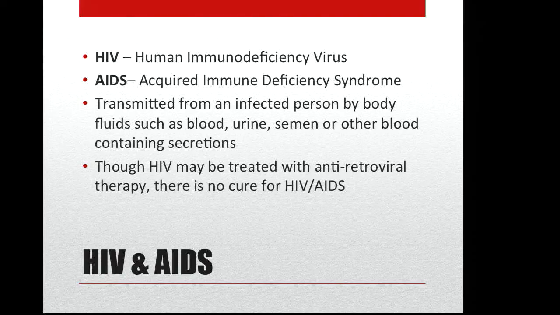We're going to start with HIV and AIDS. We're going to talk about 8 different kinds of biohazards today. But the first is HIV. It's human immunodeficiency virus, which can lead to AIDS, acquired immune deficiency syndrome. It is transmitted from an infected person by body fluids, such as blood, urine, semen, or other blood-containing secretions. Though HIV can be treated, there's no cure. So you don't want to get it. You want to limit your exposure.